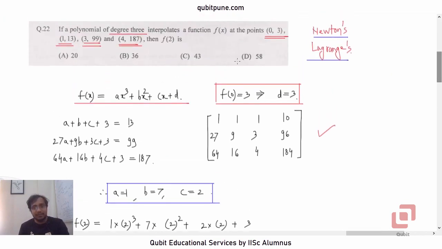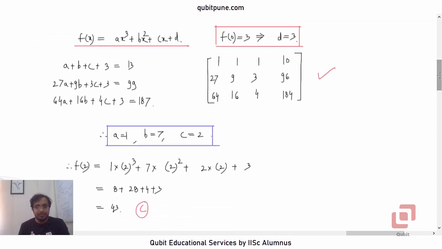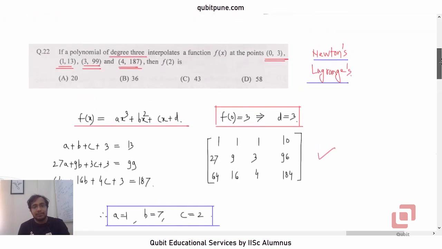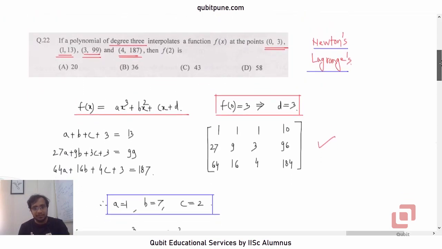They have asked us to calculate the value of the function at 2. So I'll substitute x as 2. So it will be ax cube, 1 into 8, plus bx squared, 7 into 4, plus cx, 4, plus d, 3. So 8 plus 28 plus 4 plus 3: 4 plus 3 is 7, 7 plus 28 is 35, 35 plus 8 is 43. So f of 2 is 43. That is option C.